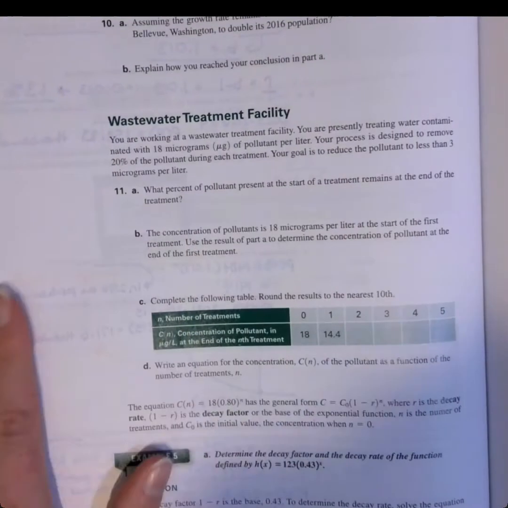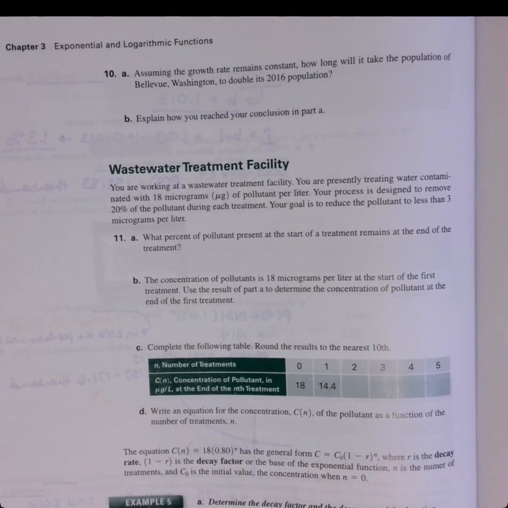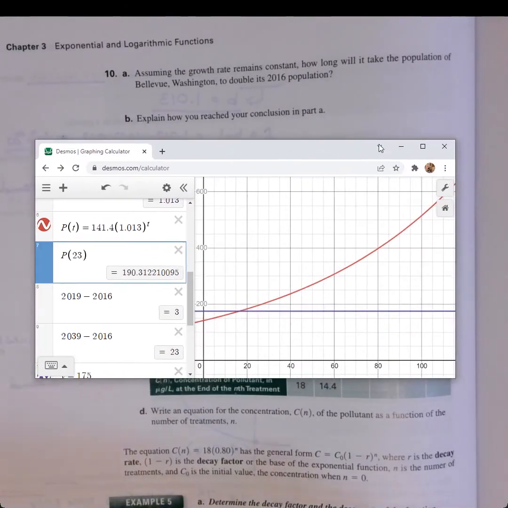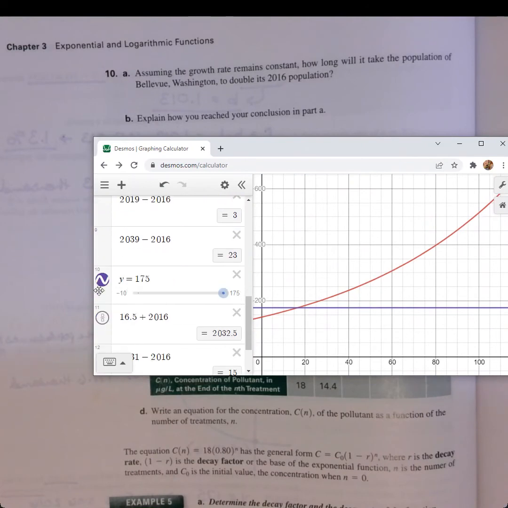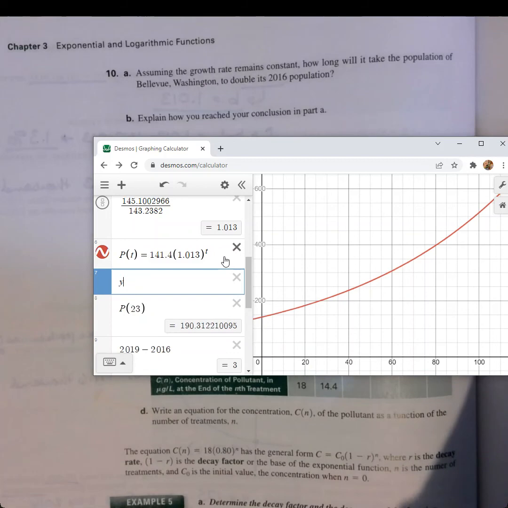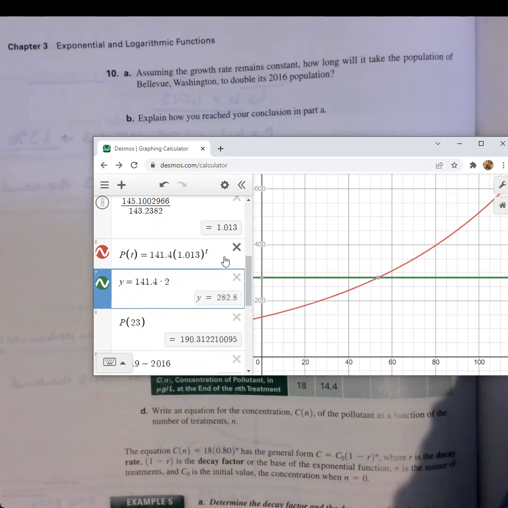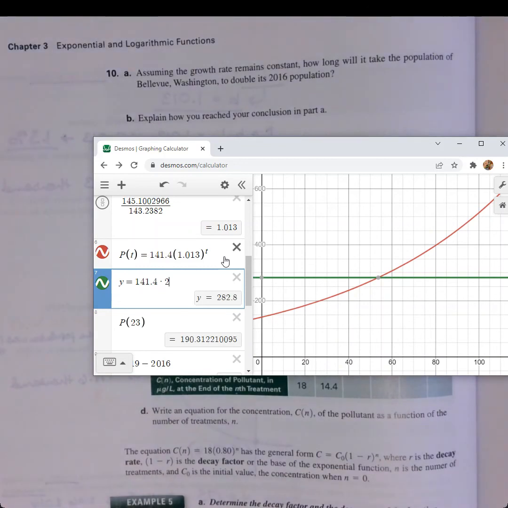Okay. Assuming the growth rate remains constant, how long will it take for the population to double? Okay, so let me turn off this one. First of all, you need to remember where it starts. It starts at 141.4. So if I want it to double, I want it to achieve an output value of twice that. So I'm going to take 141.4 times 2, or y equals 282.8. How long does it take us to reach that point?